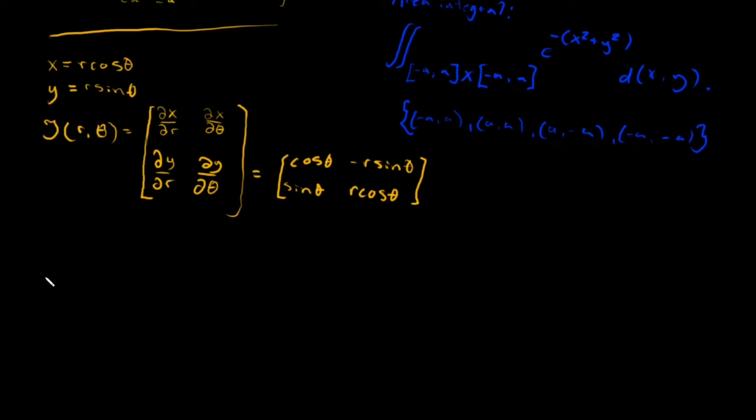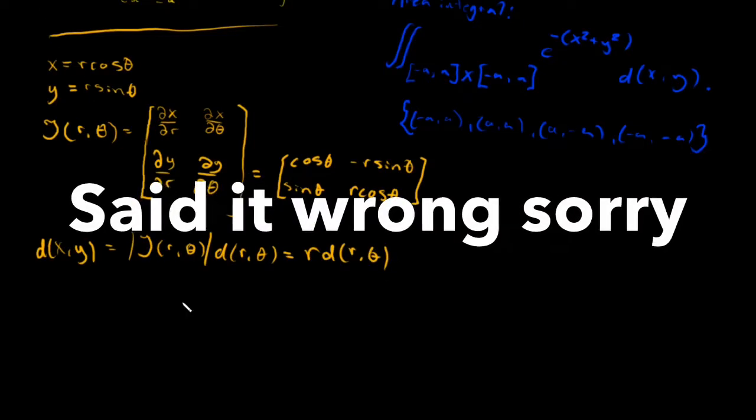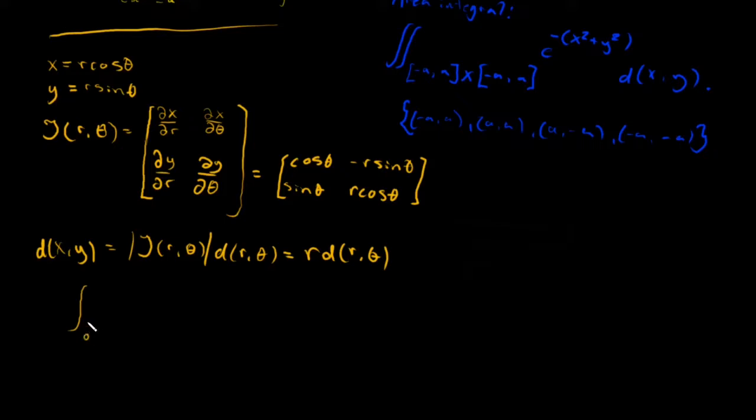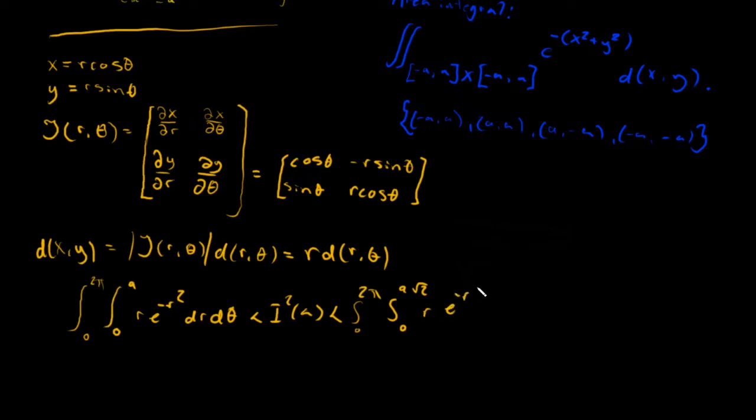And we can then calculate d of x and y as the absolute value, or the norm, of the Jacobian matrix of r and theta times d of r and theta, which is simply equal to r times dr d theta, or we can rewrite it as the integral from 0 to 2 pi, integral from 0 to a, of r e to the negative r squared dr d theta is less than I squared of a, is less than the integral from 0 to 2 pi, integral from 0 to a times the square root of 2, of r e to the negative r squared dr d theta.